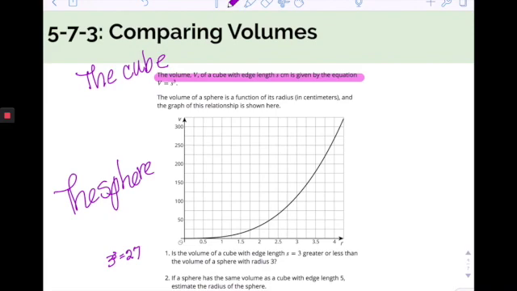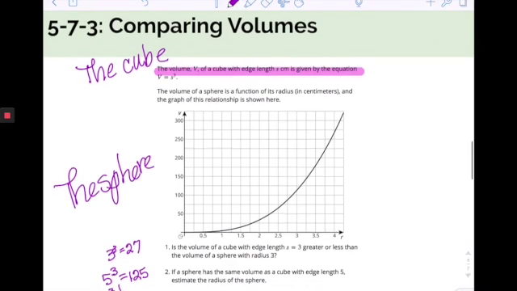For number 2, if a sphere has the same volume as a cube with edge length 5, estimate the radius of the sphere. So the cube is going to have 125 cubic centimeters. Now if we look at 125 on the graph and drop it down, we would get to about 3.1 centimeters for the radius of the sphere.